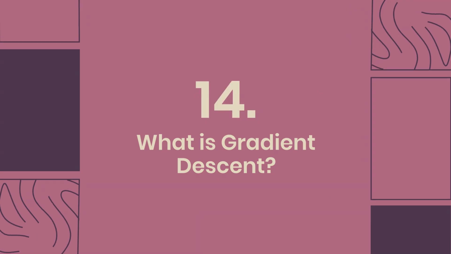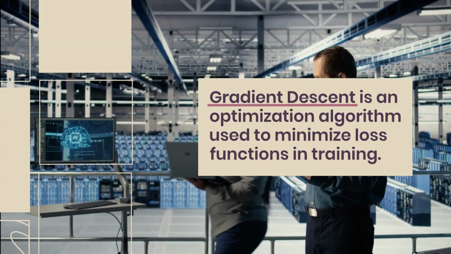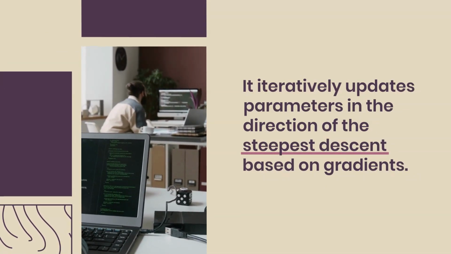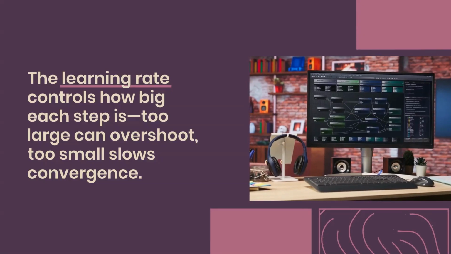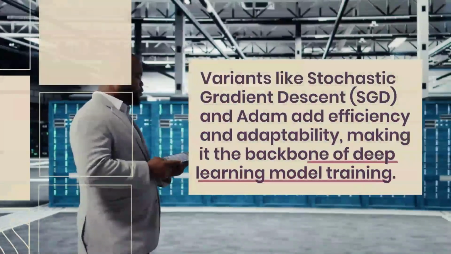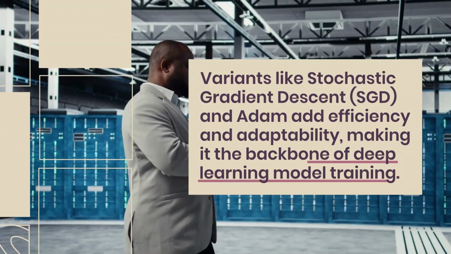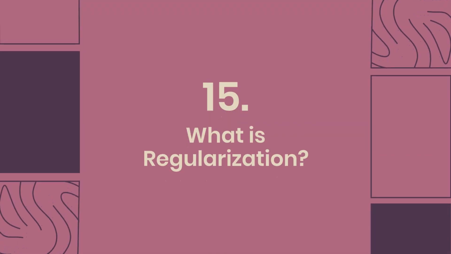14. What is gradient descent? Gradient descent is an optimization algorithm used to minimize loss functions in training. It iteratively updates parameters in the direction of the steepest descent based on gradients. The learning rate controls how big each step is. Too large can overshoot, too small slows convergence. Variants like stochastic gradient descent, SGD, and ADAM add efficiency and adaptability, making it the backbone of deep learning model training.